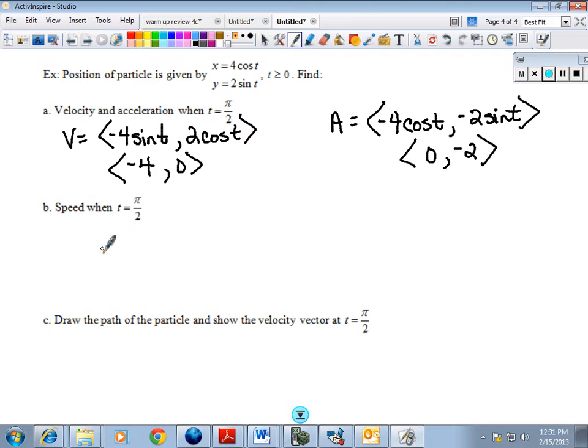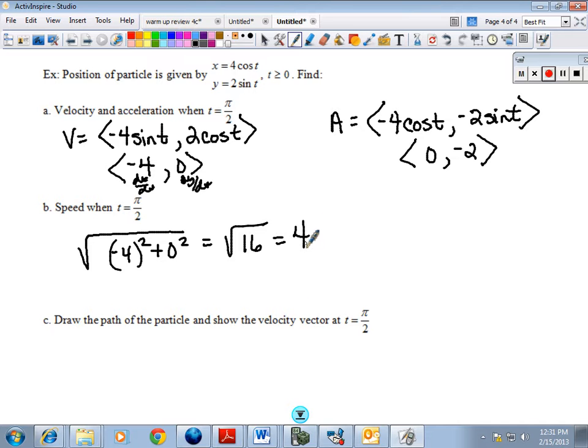The speed. Well, the speed was just the magnitude. So it's going to be the square root of dx dt, which I already have. This is dx dt at pi over 2, and this is dy dt at pi over 2 squared. So it's going to be negative 4 squared plus 0 squared, which is the square root of 16, which is just 4. Draw the path of the particle and show the velocity vector at pi over 2.